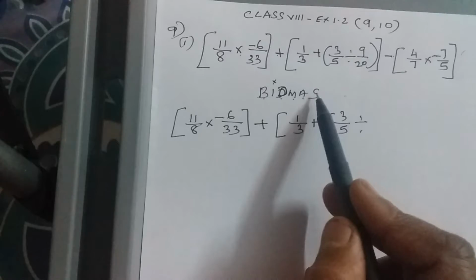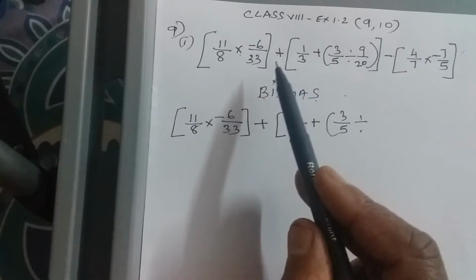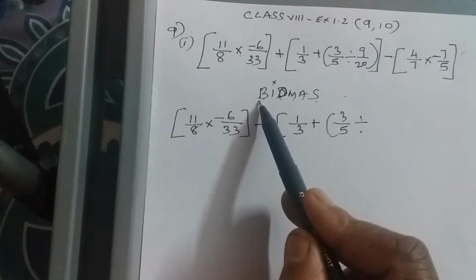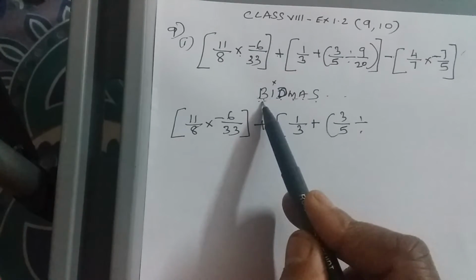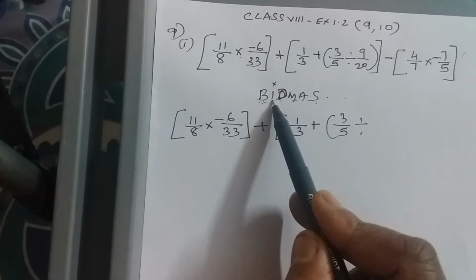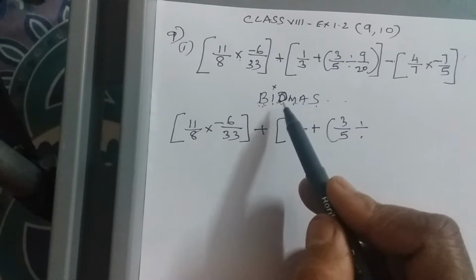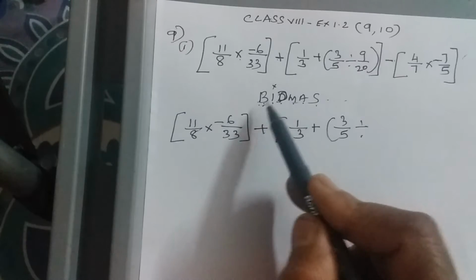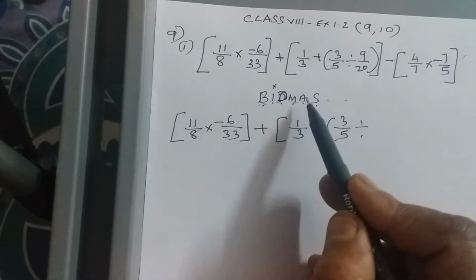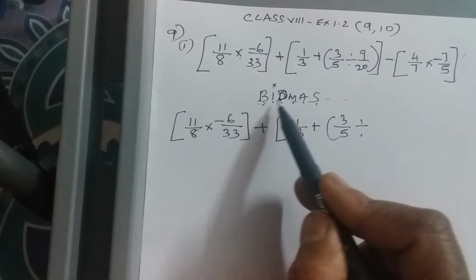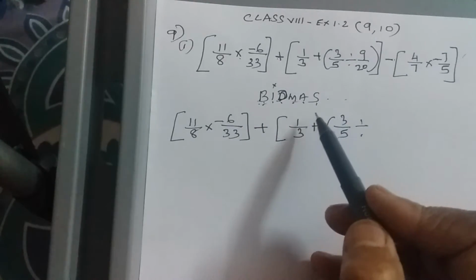So this we have studied already. Whenever you have more than two operations, we use the rule called BIDMAS. B for brackets, I for indices. Indices means powers, which we will use in later topics. Now we are dealing with brackets, D for division, M for multiplication, A for addition and S for subtraction. This is the order we have to follow in the sum.